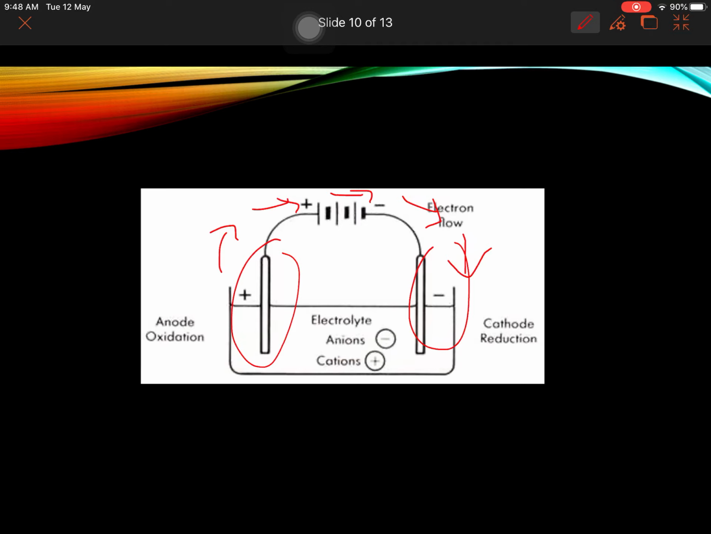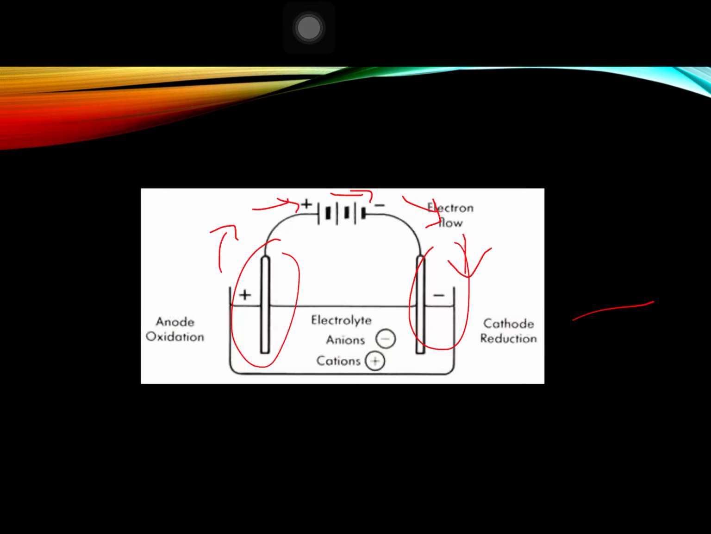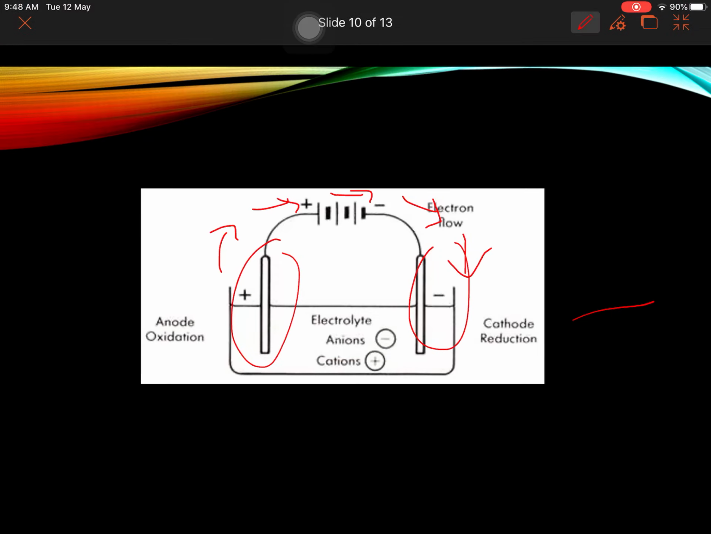So what is meant by oxidation and reduction? Oxidation is the reaction that loses electrons. That means it is the site where the electron is released. The electron passes from positive to negative. So electron is released from anode. So anode will undergo oxidation.